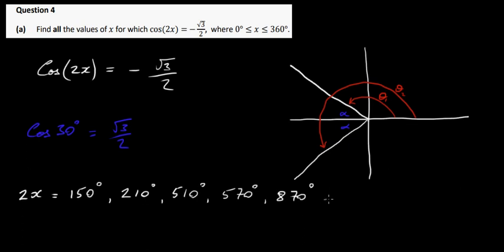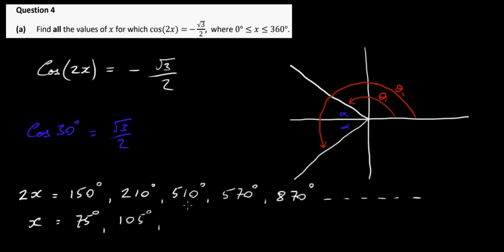So we can keep going on and on here, but let's just work out our x's at this stage and see what happens. So x then, if 2x is equal to all of these angles, we just need to divide each of these by 2. So if we divide 150 degrees by 2, we get 75 degrees. If we divide 210, we get 105 degrees.